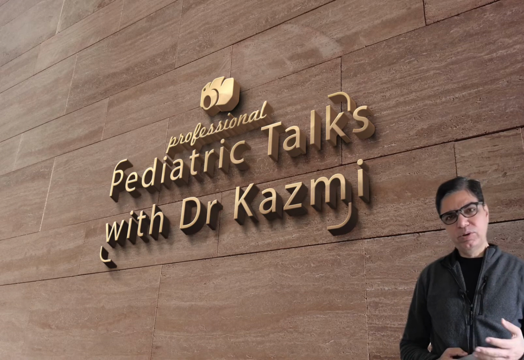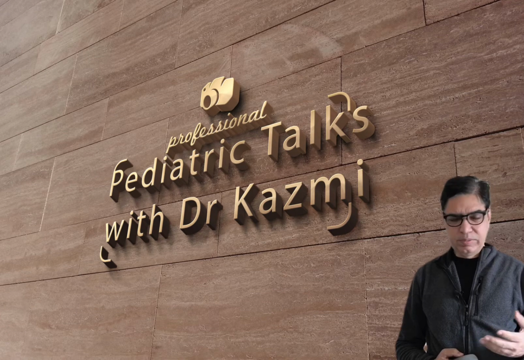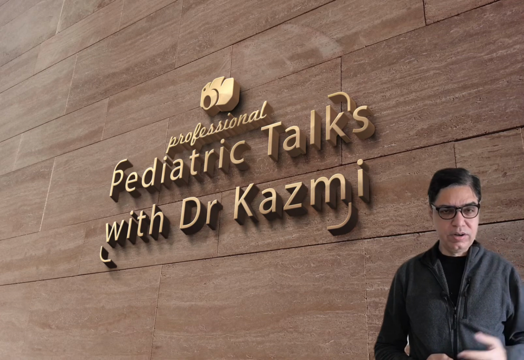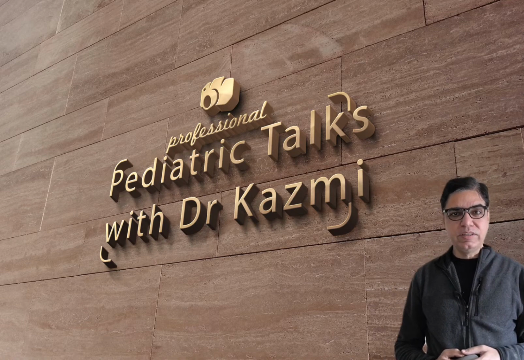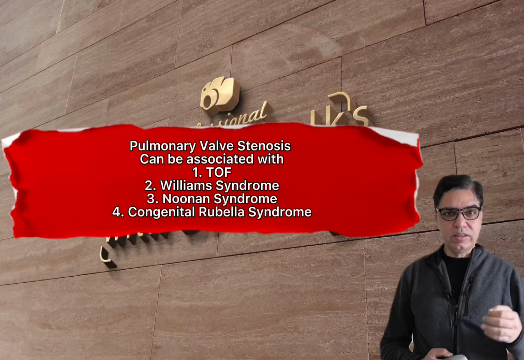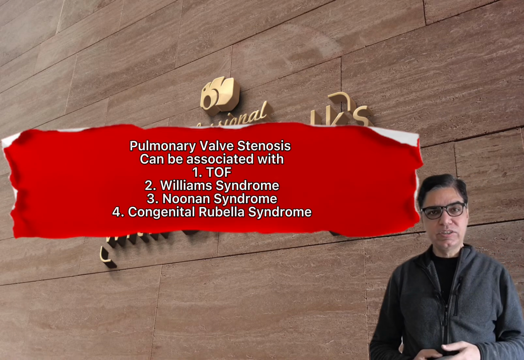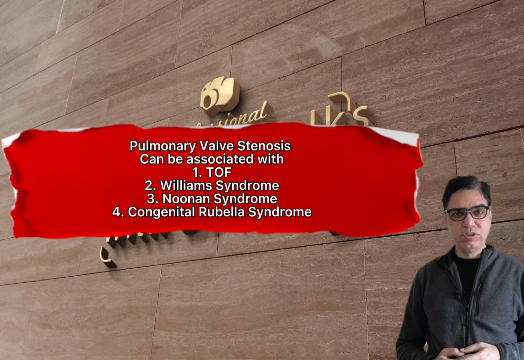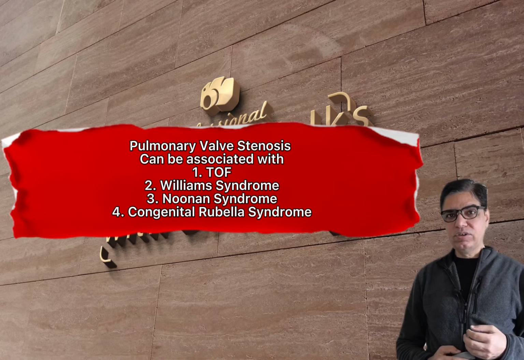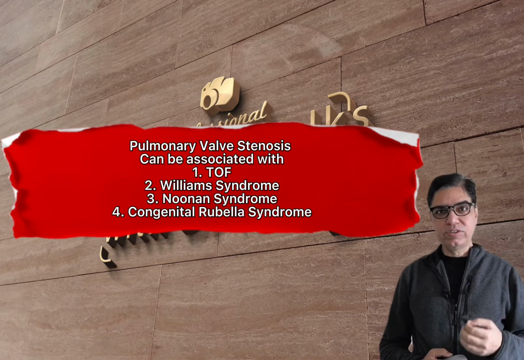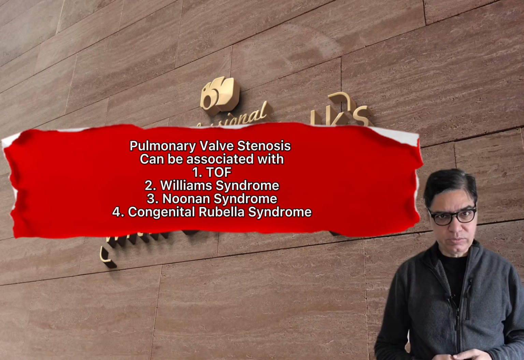Now, congenital pulmonary valve stenosis can occur as a solitary cardiac condition in some kids, but in many cases we have seen that it has associations with other problems. It can be associated with conditions like tetralogy of Fallot. Now, tetralogy of Fallot is a congenital cyanotic heart disease, and it has four things in it. That's why it's known as tetralogy. And one of those four criteria is pulmonary valve stenosis as well.